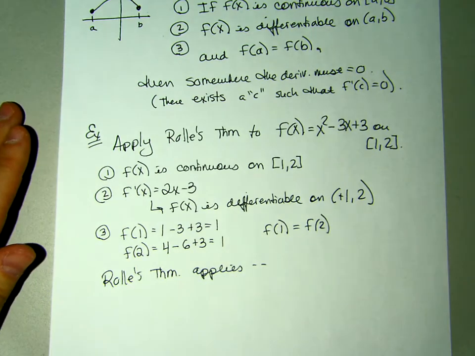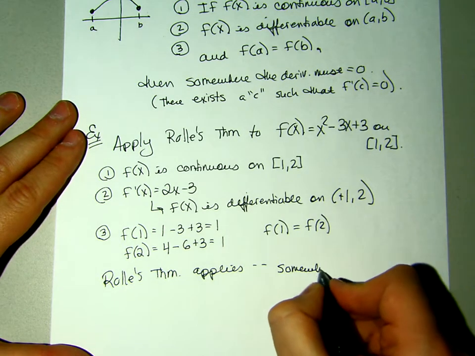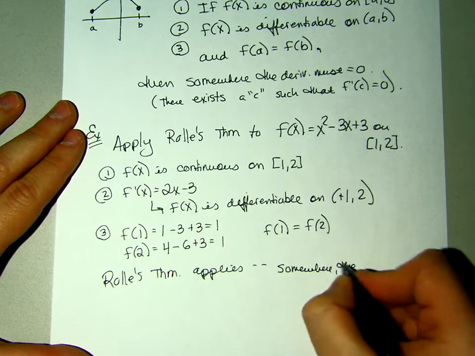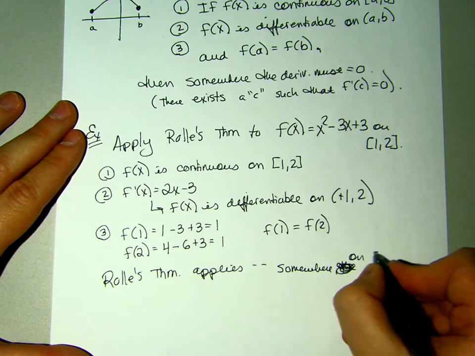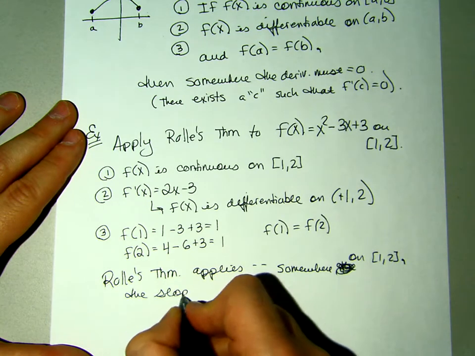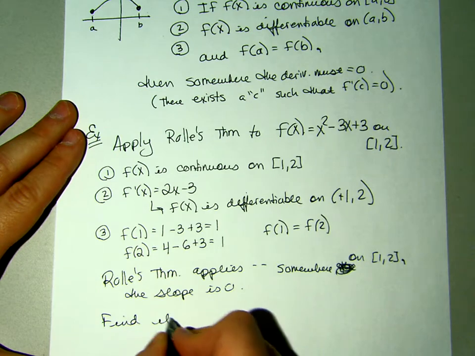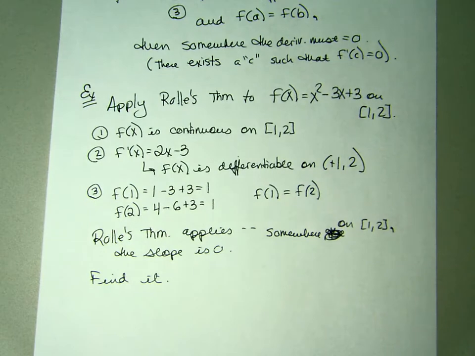Somewhere, what must the slope be? 0. Not just somewhere, somewhere on that interval 1 to 2, the slope is 0. Well, next part, go find it. Figure out where the slope is 0.